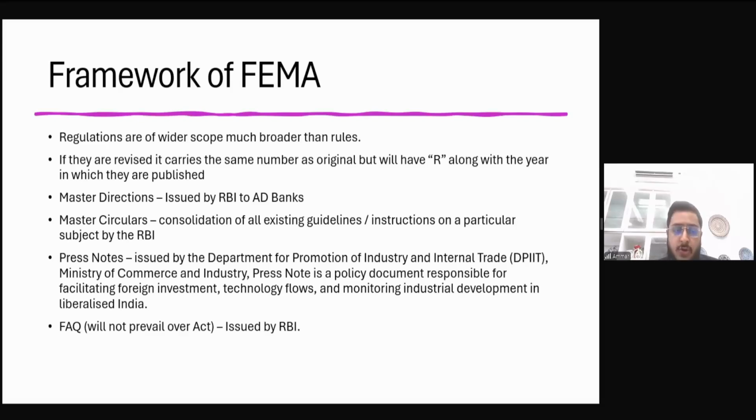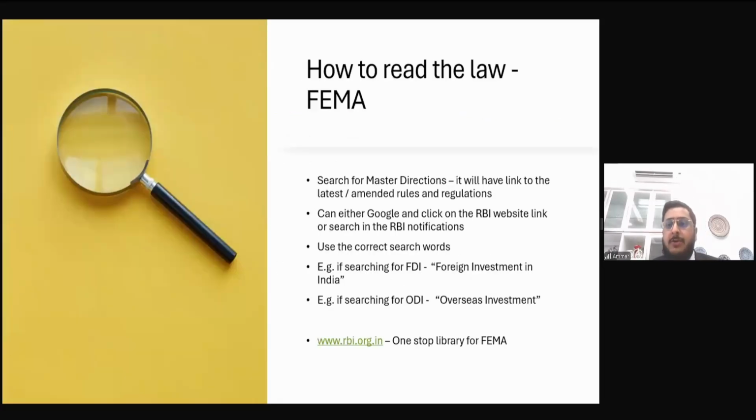And RBI also issues a lot of FAQs. Now these normally, if I've seen, help us solve a lot of our questions. So a lot of RBI FAQs can all be downloaded from the RBI website, and we should look at them.